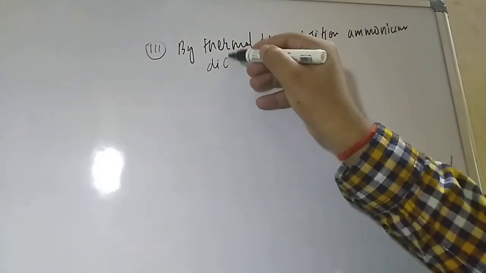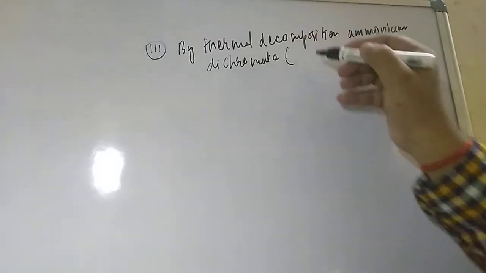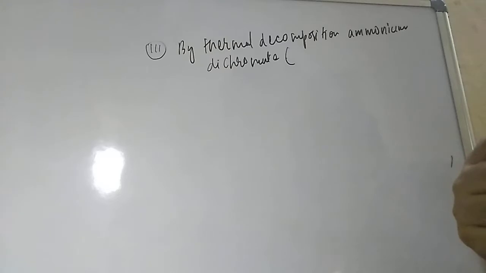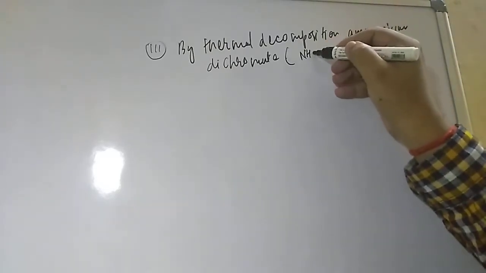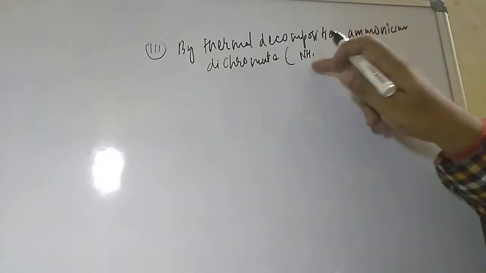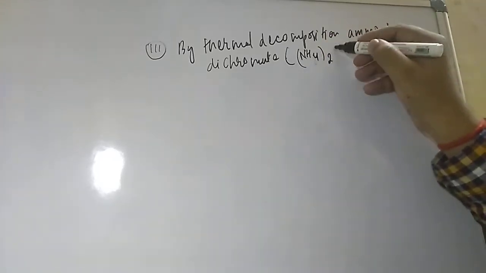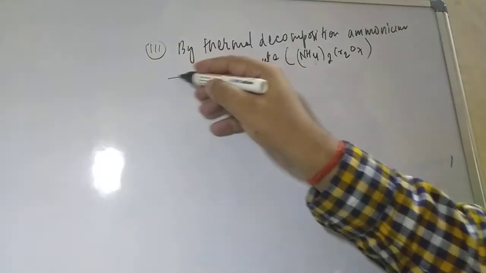This compound is also important: ammonium dichromate. It is used in salt analysis. So what is the formula of ammonium dichromate? (NH4)2Cr2O7. This is the formula of ammonium dichromate.